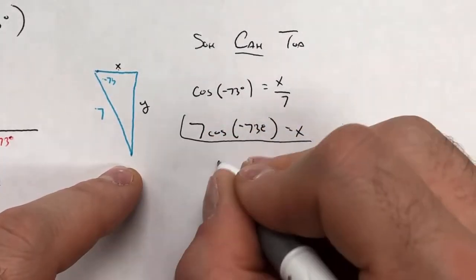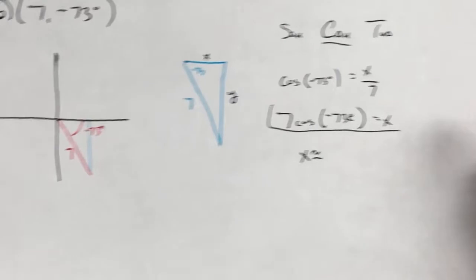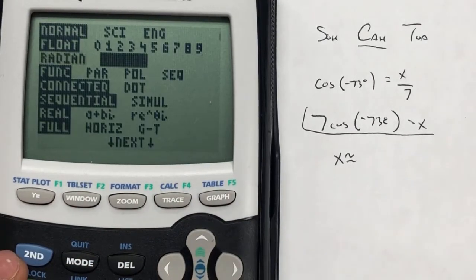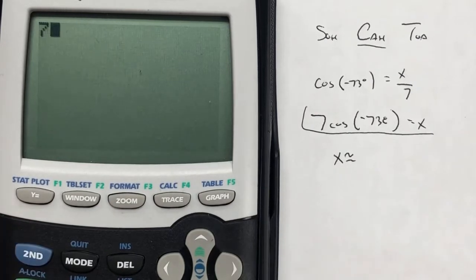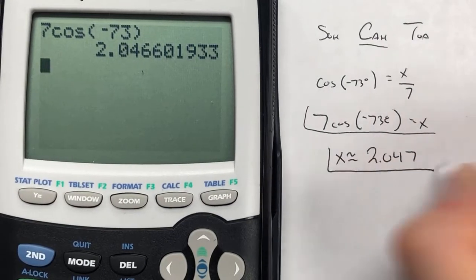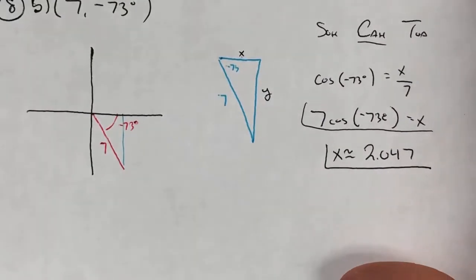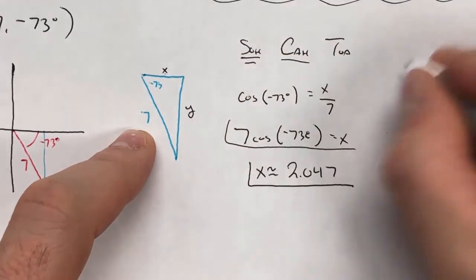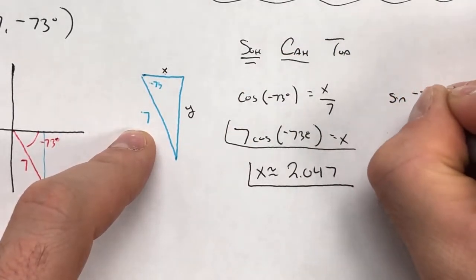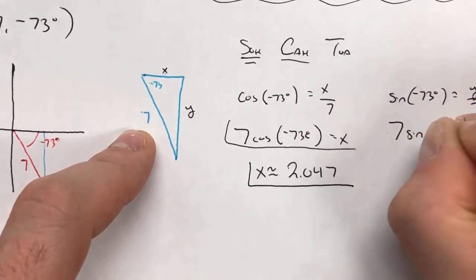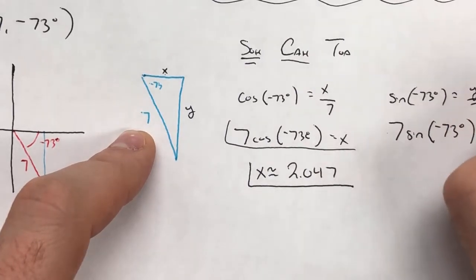That's the exact value. For the approximate value, I have to switch over to degrees mode this time. So 7 cosine of negative 73 is 2.046, and that 6 rounds up to a 7. For my y value, that's going to be opposite over hypotenuse. That is my sine. So sine of negative 73 is equal to y over 7, or 7 sine of negative 73 degrees is equal to y.